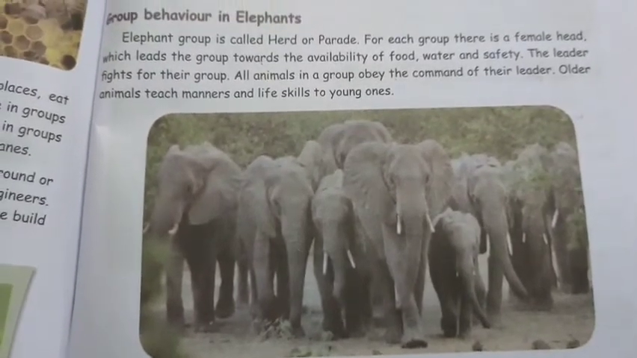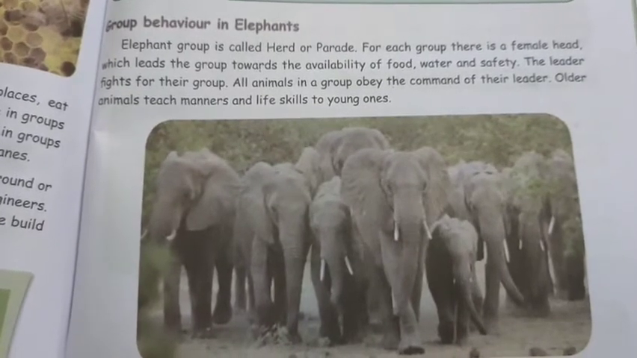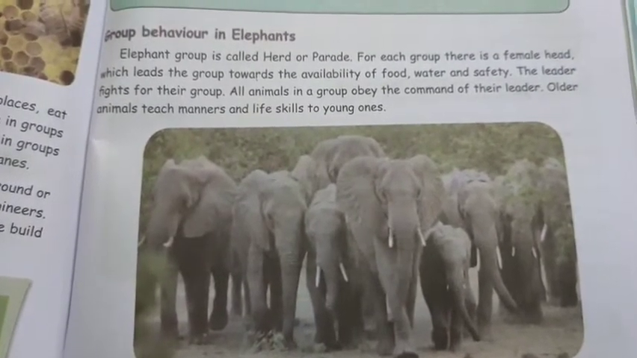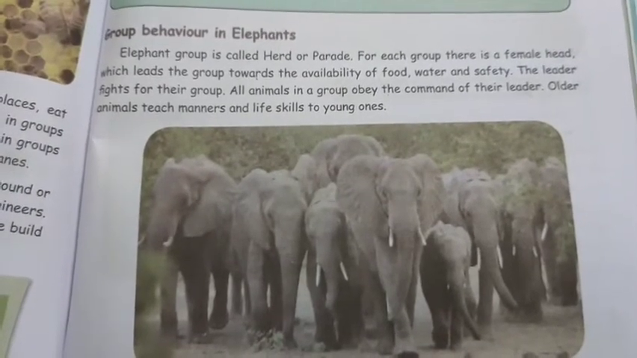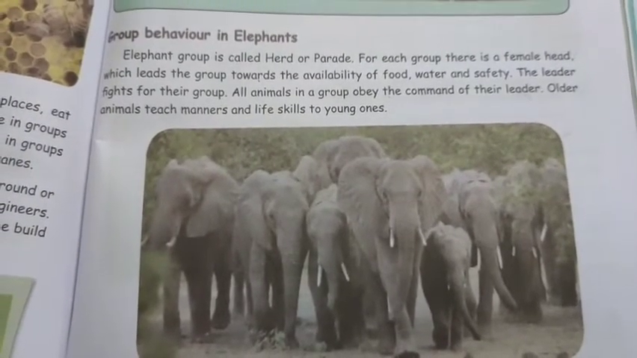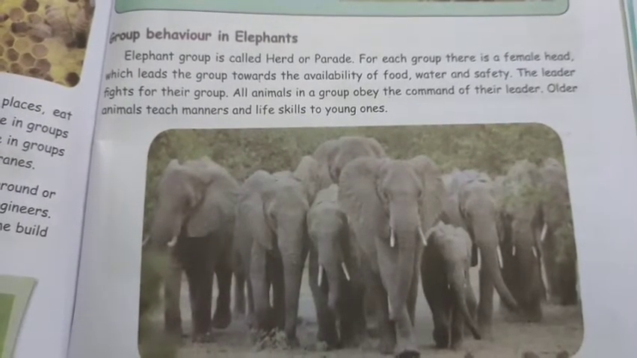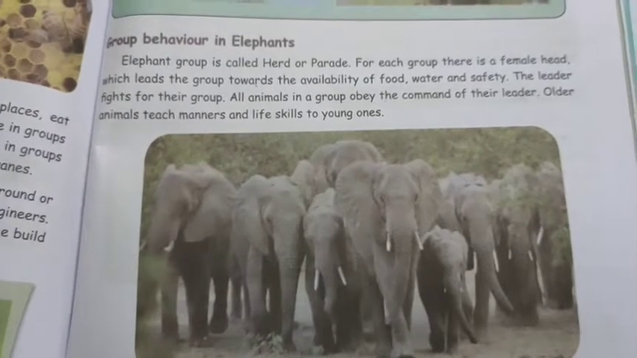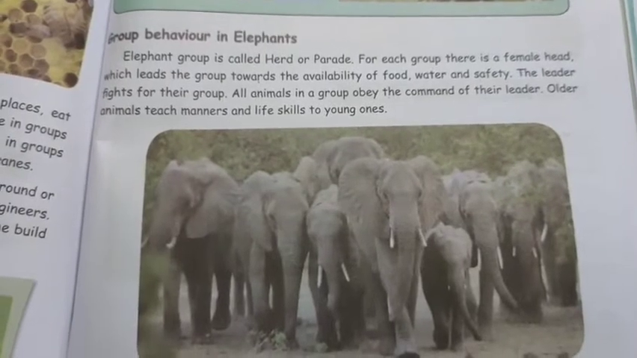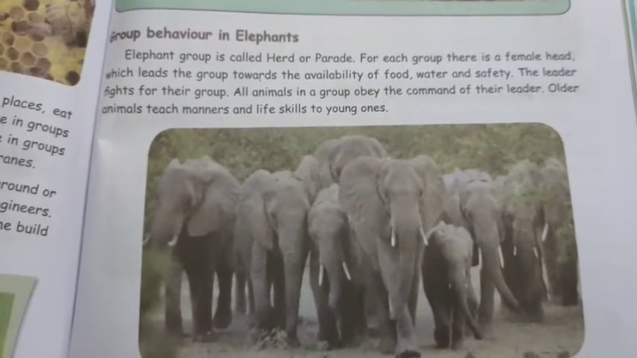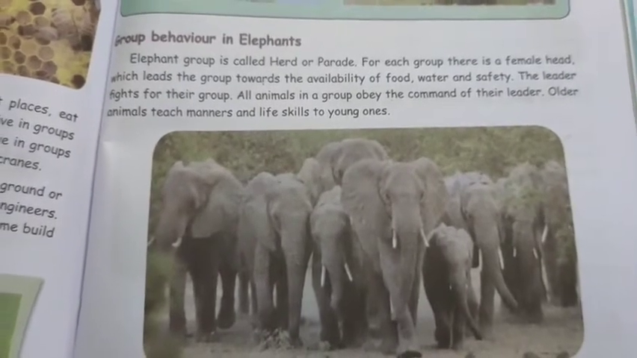Once again I am repeating this. A group of elephants is known as a herd or parade. For each group there will be a female head. The female will be the head of the group and will lead the group members forward for the availability of food, water and safety. Where water is available, where food is available and where the place is safe, the female elephant will make the other elephants move towards that place.